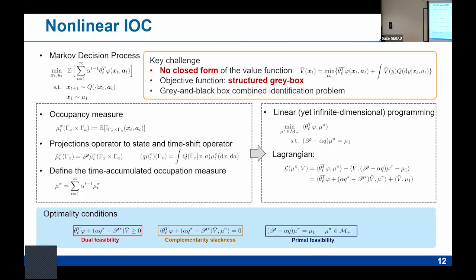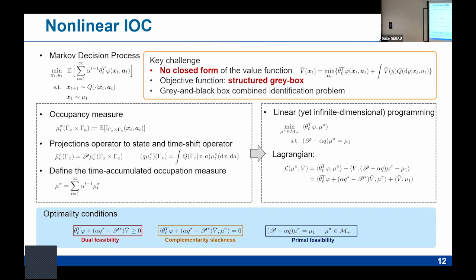We don't know. So how can you do that? Then we use this occupancy measure. We define the occupancy measure on this gamma x times this gamma a, like that. Then you can define the projection operator on this, so it marginalizes out all of the U's. And this part is that you transition, you move one step forward by this U. And then you define the time accumulated occupation measure, where basically you add them all together.